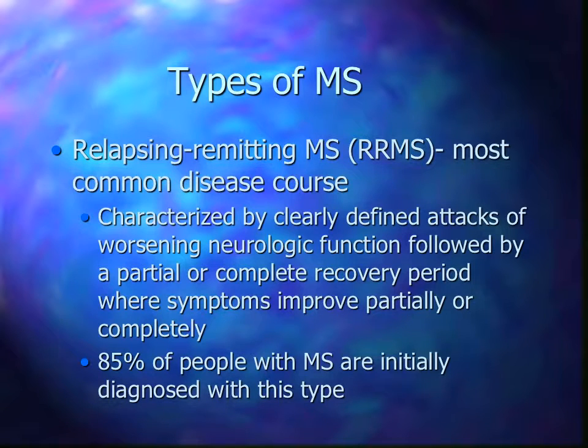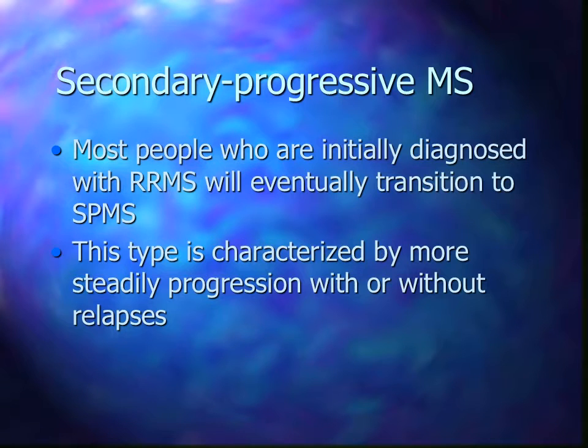There's 4 types of MS. There's relapsing remitting MS, which is the most common disease course. 85% of people with MS are initially diagnosed with this type. Relapsing remitting MS is characterized by little attacks that may last a few days, and then they'll have a recovery period where most of their symptoms subside, and they are just like new.